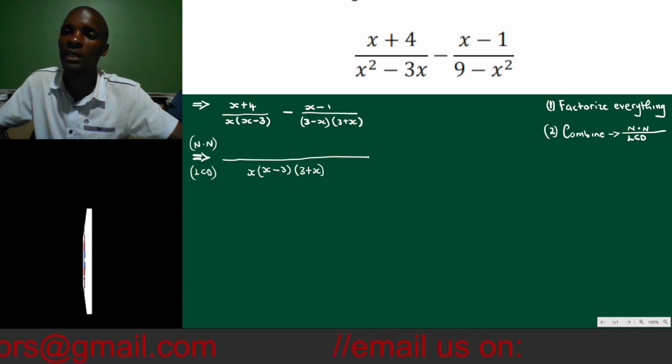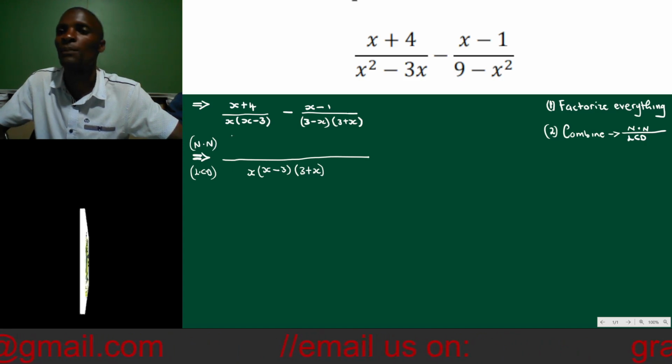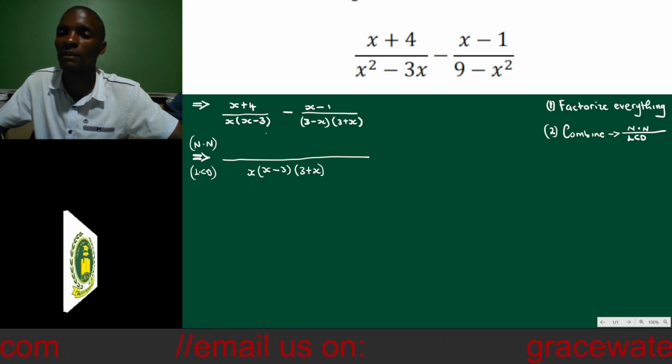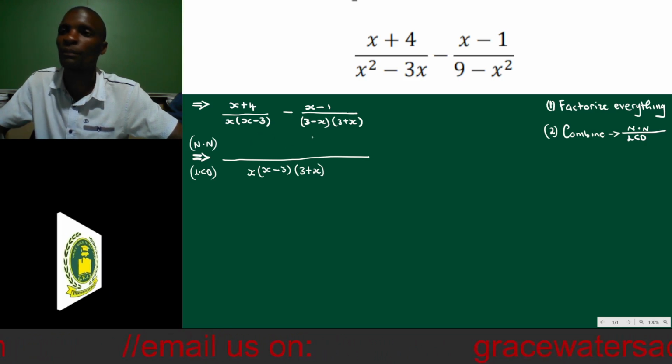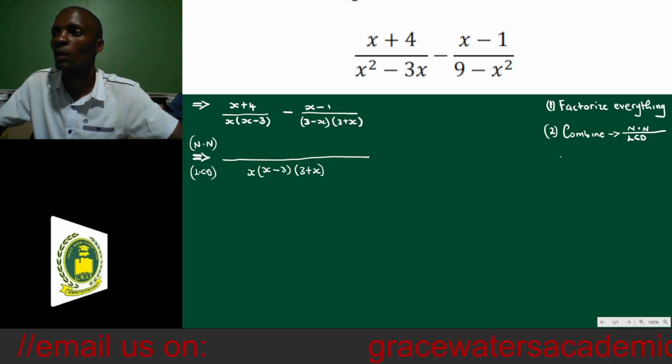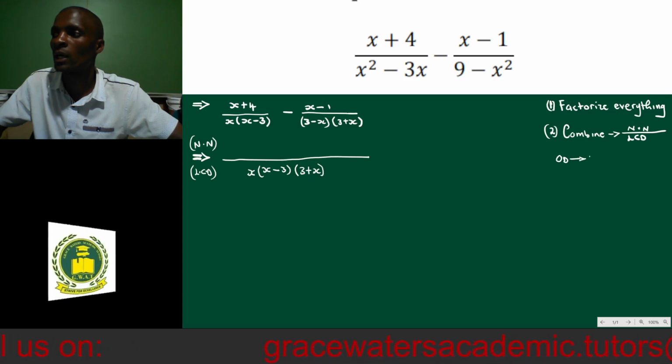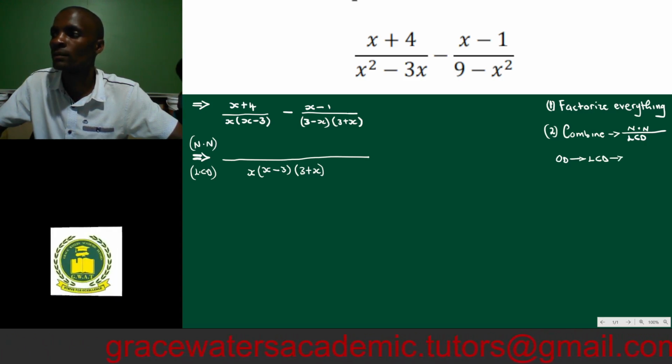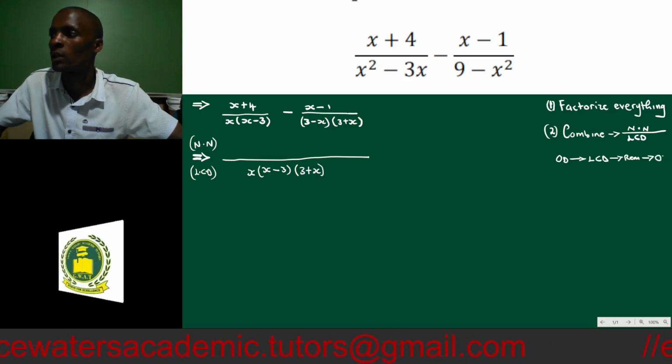All right, how do we find the combined numerator? To find the combined numerator, what you do is very simple. I want you to listen very carefully because it cannot be clear here. The first thing, you must take the old denominator and divide it into the lowest common denominator. After that, make sure that you take the remainder and then you multiply it by the old numerator.